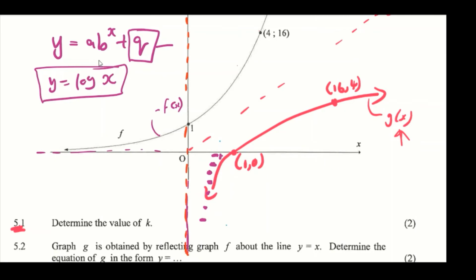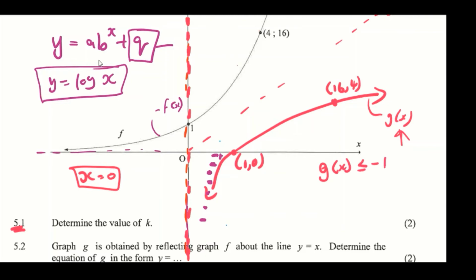So this graph of g won't touch this asymptote, right? So this asymptote is at y equals 0. Yes, sorry, it's at x equals 0. So x equals 0 at this point, right? Yes, because this is the y-axis, so x is 0 at the y-axis. So it's not really touching the y-axis, right?